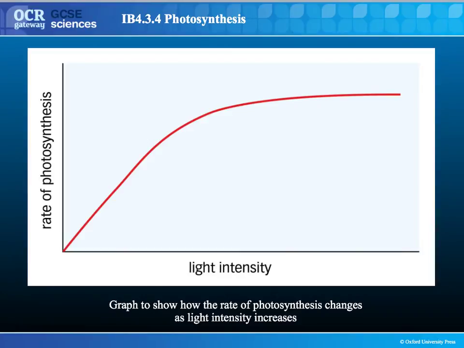The first factor that can limit the rate of photosynthesis that we're going to look at is light intensity. Now it's really obvious that as the light intensity increases, so does the rate of photosynthesis up to around this point. Here it begins to level off. Now that shows that at this point there is something else that is limiting the rate of photosynthesis, probably the temperature or the amount of carbon dioxide available.